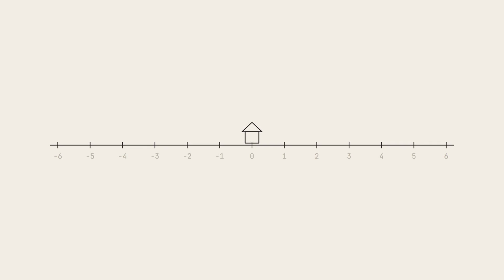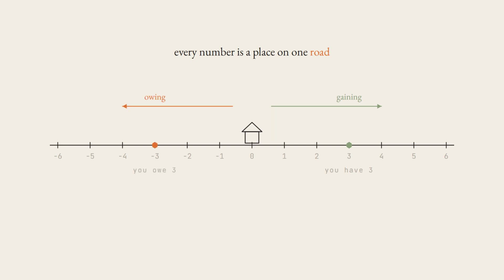Let us start as simply as we possibly can. Forget the symbol for now. Every number you have ever used lives on a single line. Picture it as a straight road. Your house is 0. Walk to the right and you are gaining. 3 steps right, you have 3. Walk to the left and you are owing. 3 steps left, you owe 3. Every number is really a place on this road, an amount, pointing in a direction.